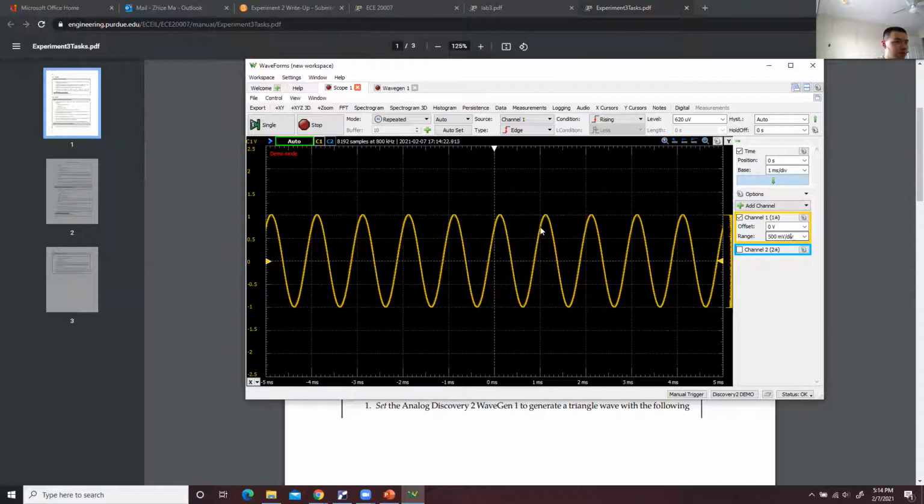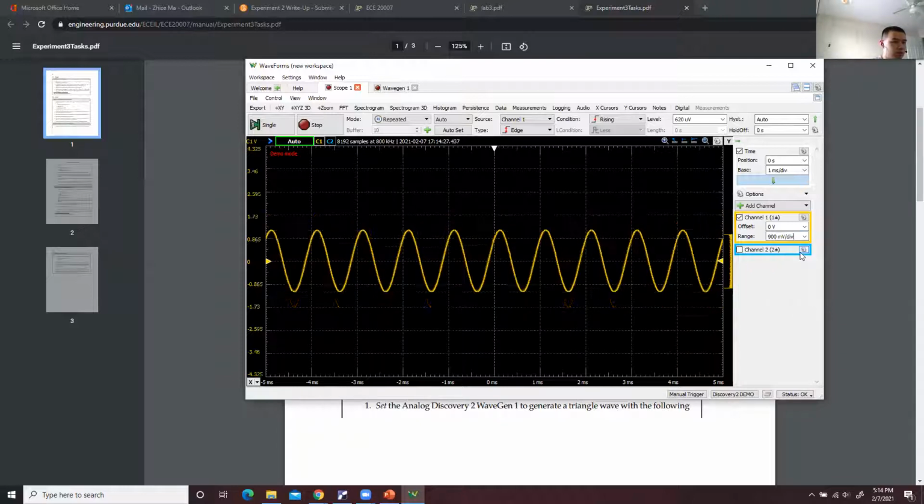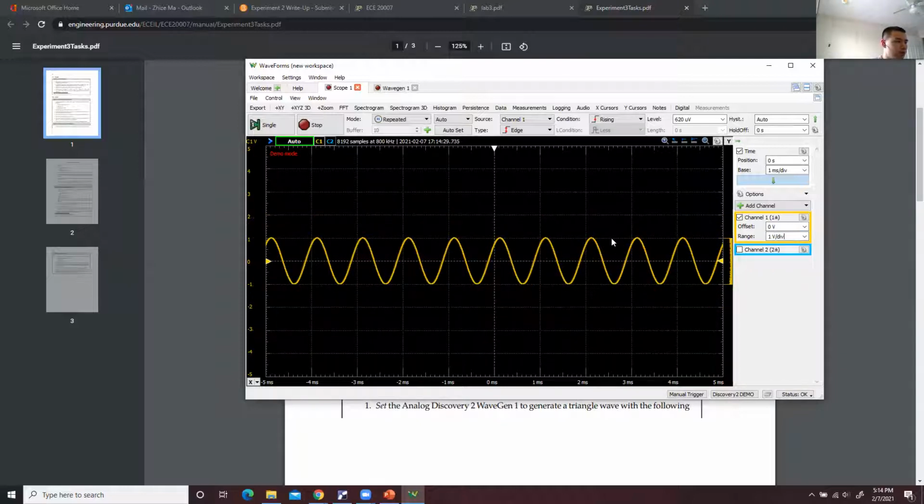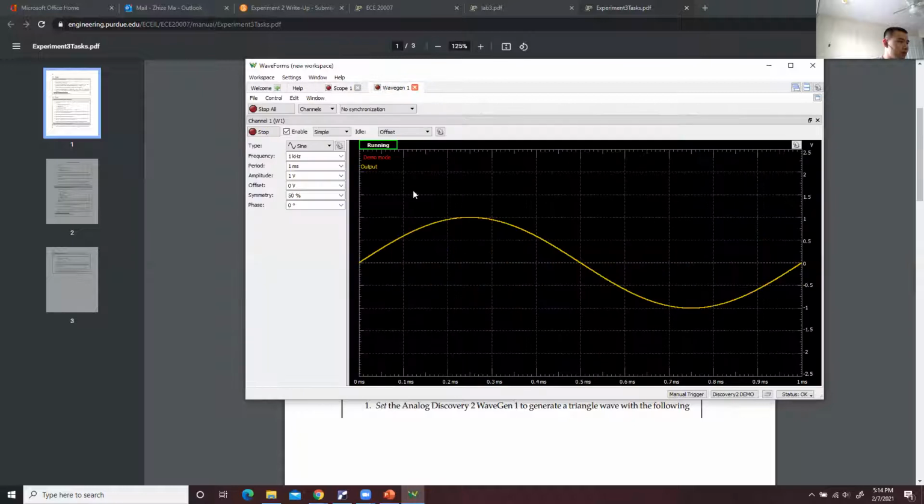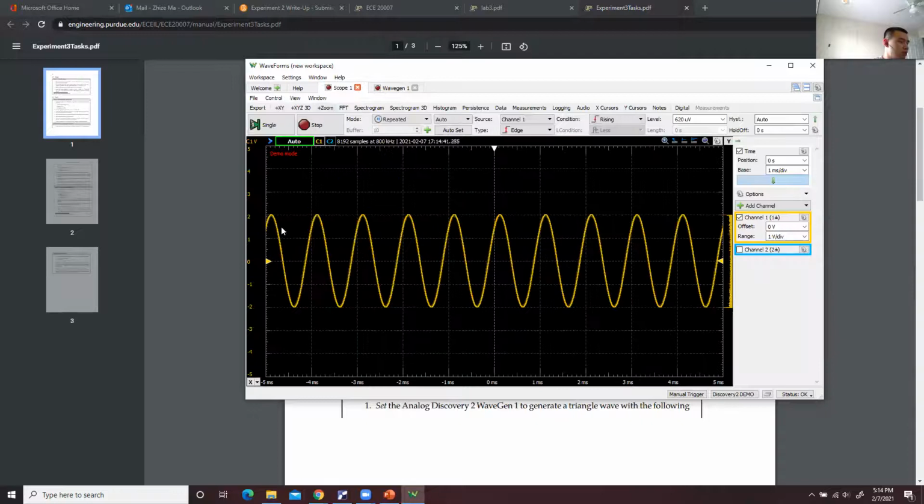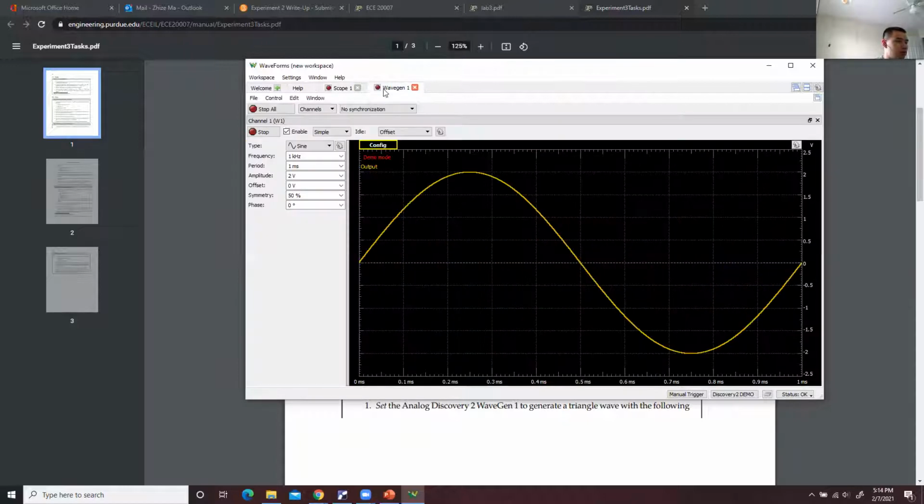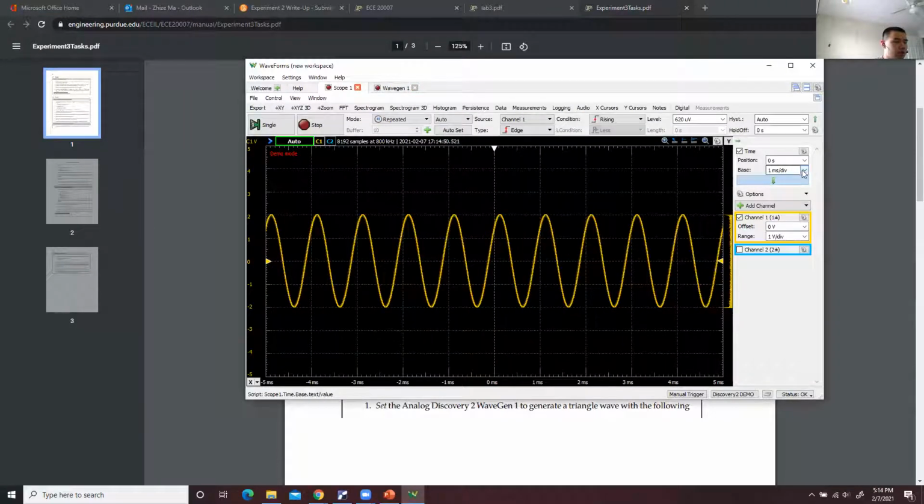Or I can also change my vertical scale, which is the voltage scale. Per division, I can set it to 1 volt, because this amplitude is 1 volt, or I can change it to 2 volt. Then the amplitude will be 2 volt, and each division is 1 volt. And also I can change my time period, and in that case, you can check the period.